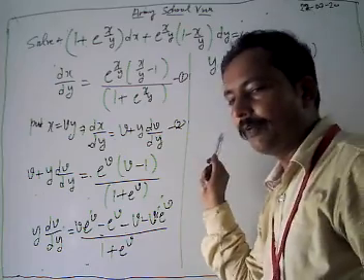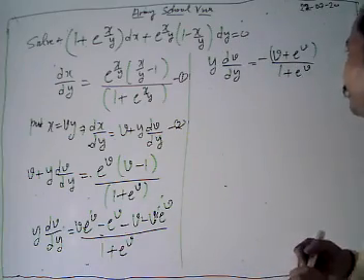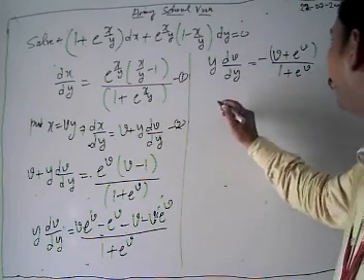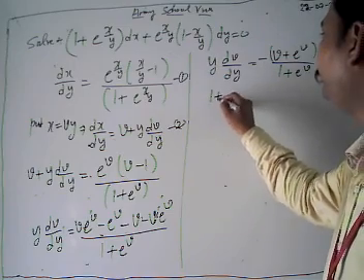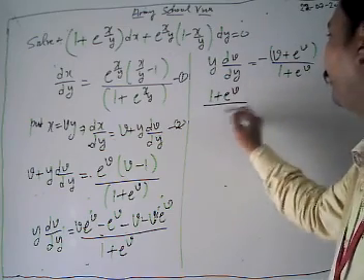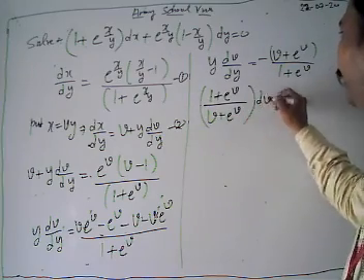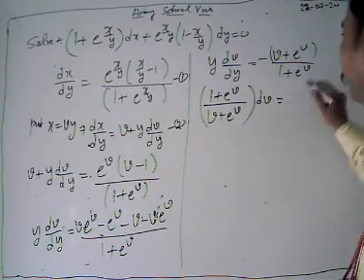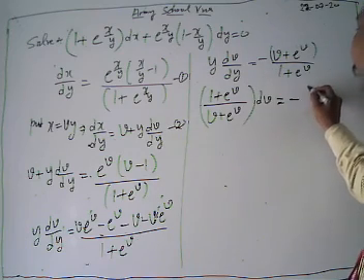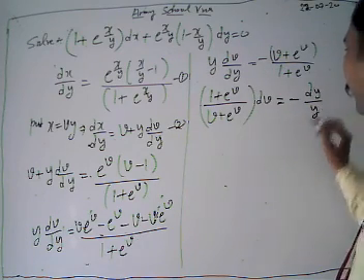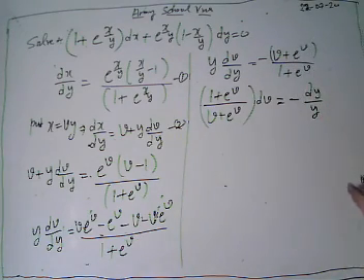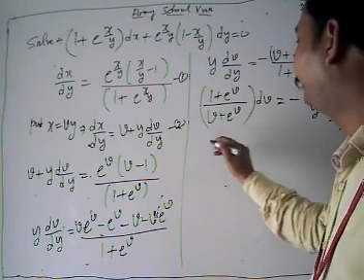Now from here we have to separate our variables. After separating variables, we have 1 plus e to power v over v plus e to power v dv equal to minus dy by y. Now our variables are separate. Now what do we have to do? From here we have to integrate both sides, then what we have?